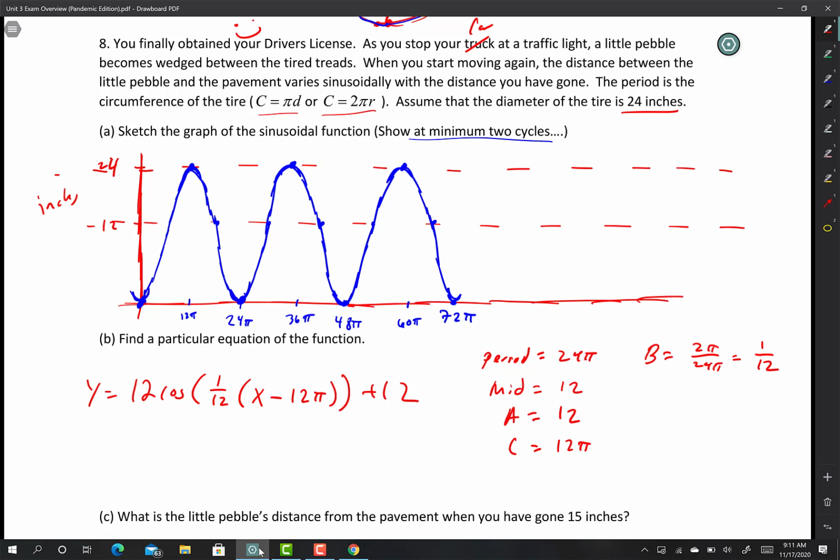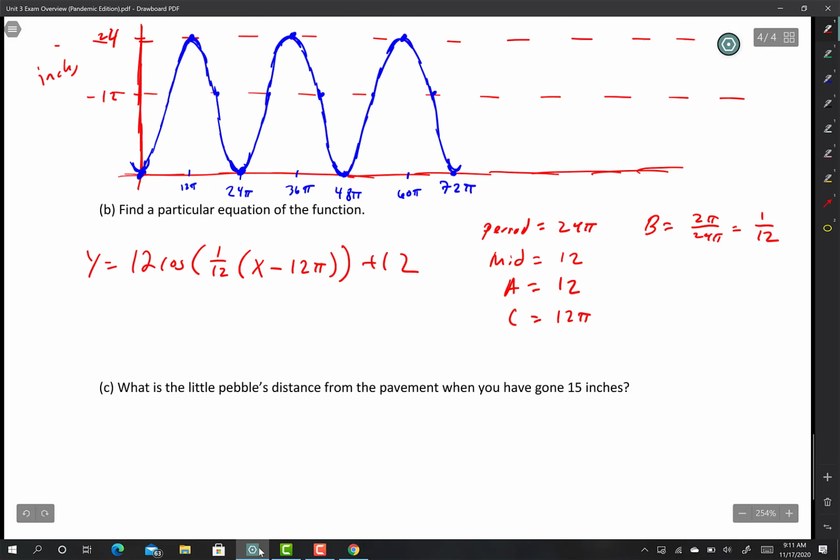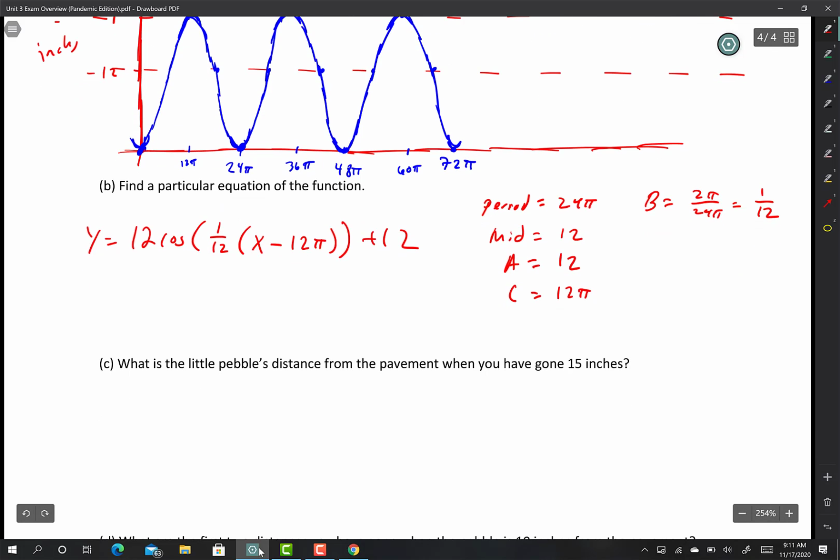Love it. All right. What is the pebble's distance from the pavement when you have gone 15 inches? So when you have traveled 15 inches, they want to know how far you are off the pavement, which is this blue curve. So let's go ahead and put this on Desmos, and we're going to figure it out right now. Or you know what? You can just plug in 15 inches into that x value. But I'm going to use Desmos anyways.